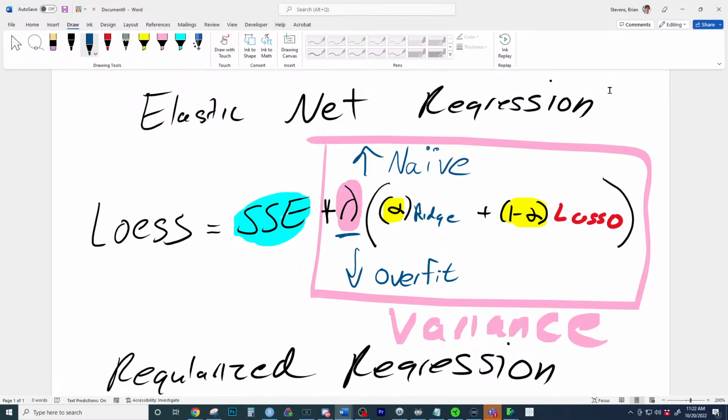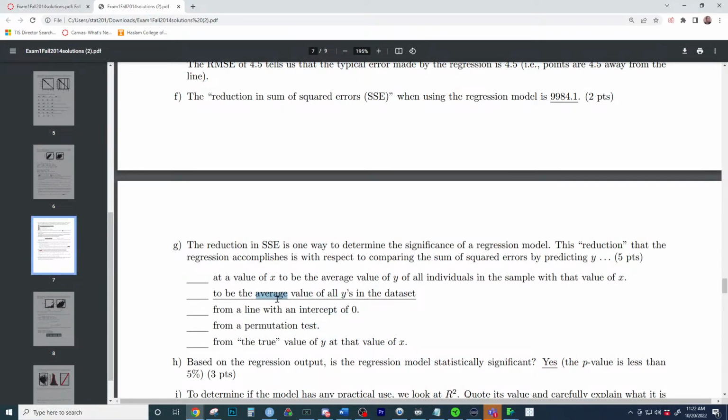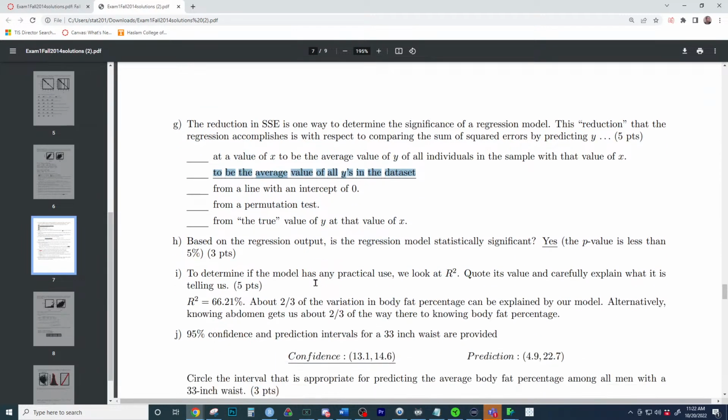Good question, Wes. The naive model, the mean. So it is the mean, and it's known as the naive. So it's the average, it's the naive model.